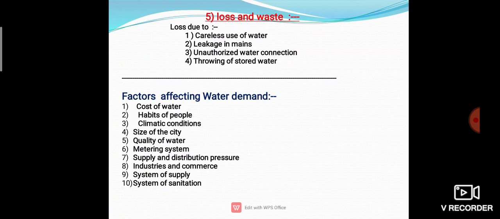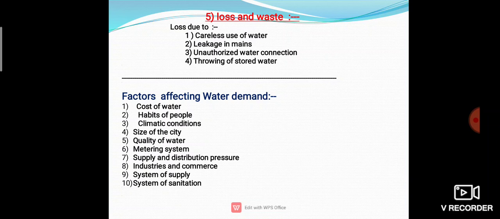So this is the thing: if continuous supply is given to consumers, then the water demand is reduced. Ultimately the water demand will be reduced due to continuous supply of water. If the supply of water is intermittent or discontinuous, then the demand of water increases, and loss and wastage also increase. These are all the remedies or preventive measures which we have to apply for reducing wastage of water.